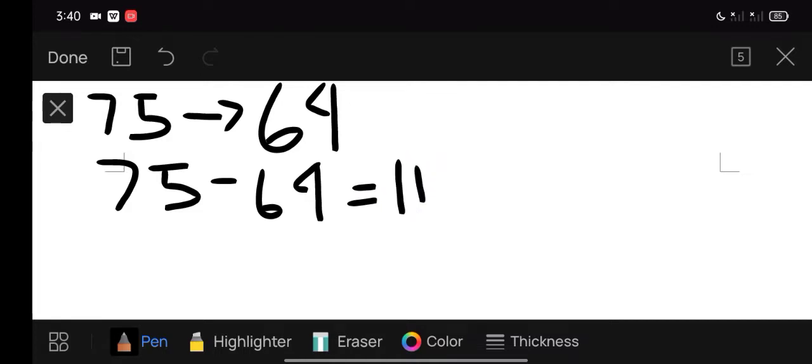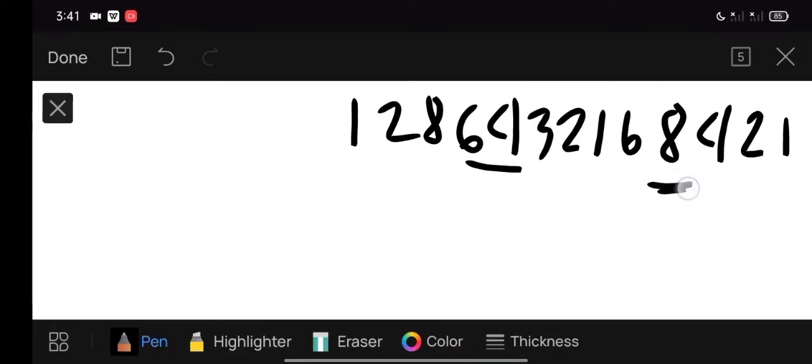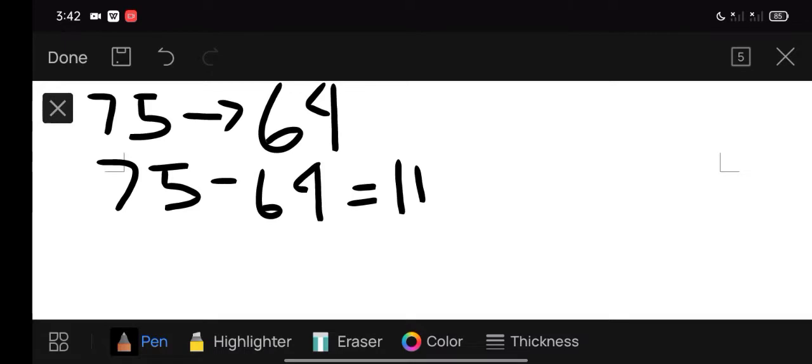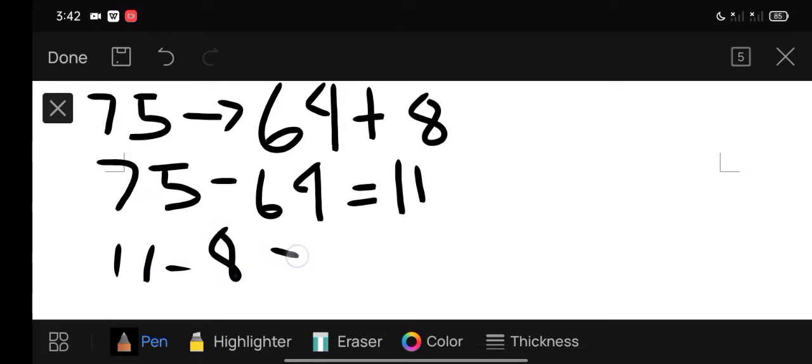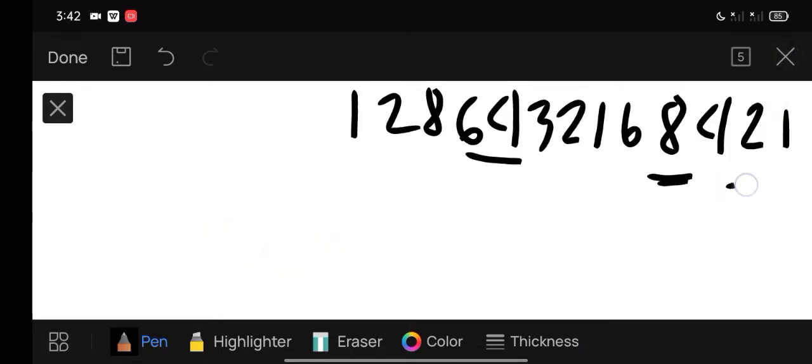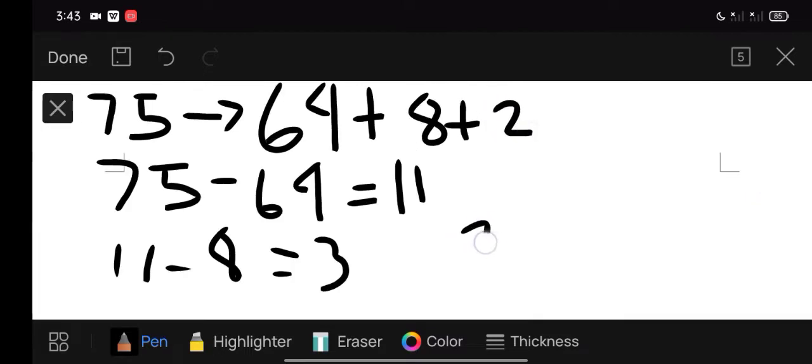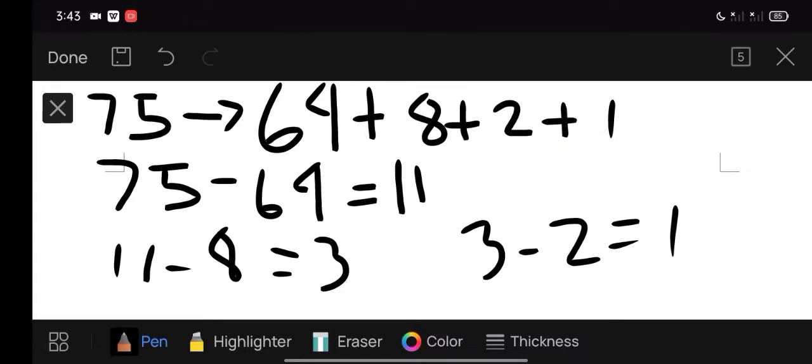Now, the highest number that's under 11 is 8. 16 exceeds 11, so we can't use that. So let's put 8 here. And then let's subtract 11 minus 8 is 3. And so the next highest number just under 3 is 2. So 3 minus 2 is 1. And so the next highest number is 1. And let's put 1 here.